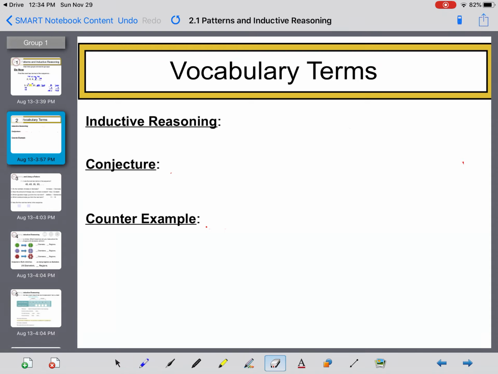Vocabulary terms. We have inductive reasoning, conjecture, and a counterexample. Inductive reasoning is reasoning based on patterns that you observe. Feel free to pause the video and get your definitions in.